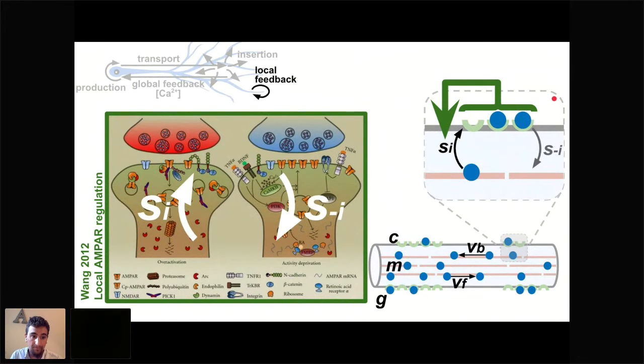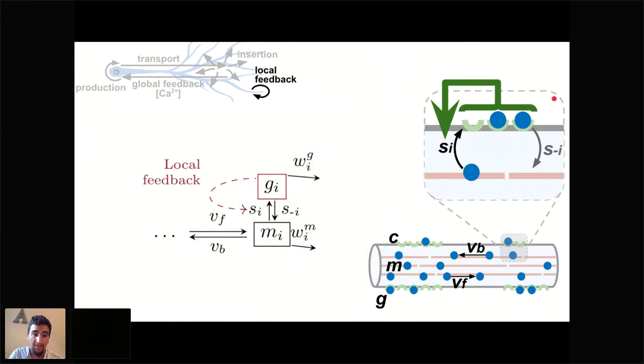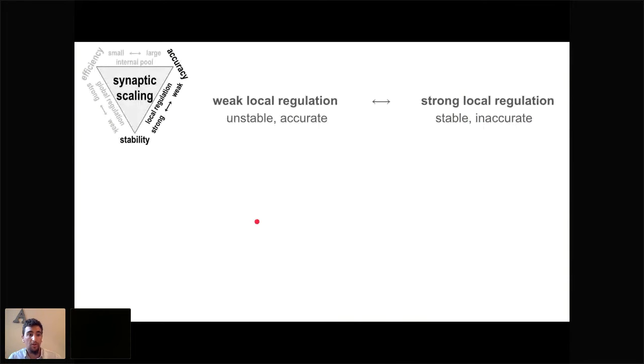In the discretized compartmental model, it looks like this, where the amount of active cargo GI regulates the amount of cargo activation, SI. Mathematically, we again have the same target calcium concentration. If there's too much local excitability, SI decreases. If there's too little local activity, SI increases. So local control imposes a trade-off, this time between stability and accuracy.